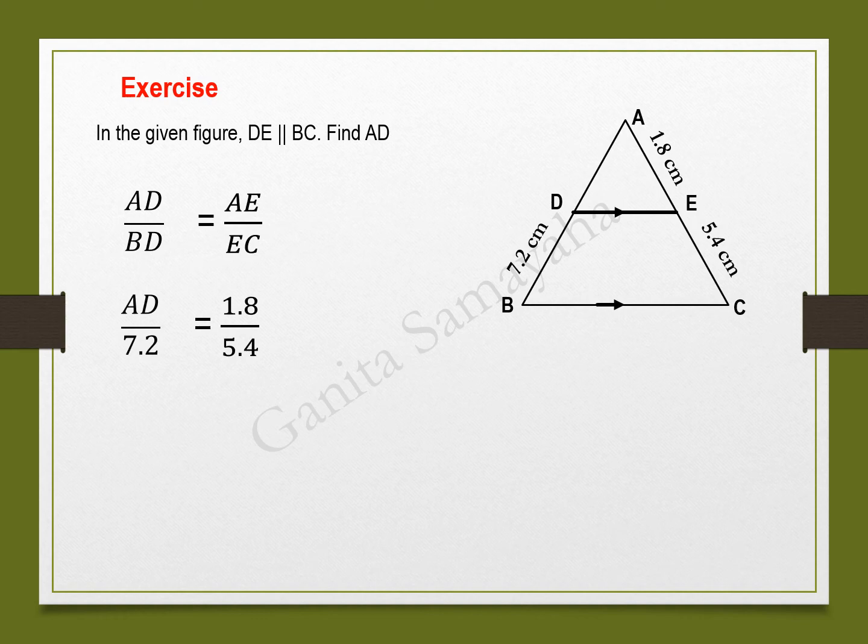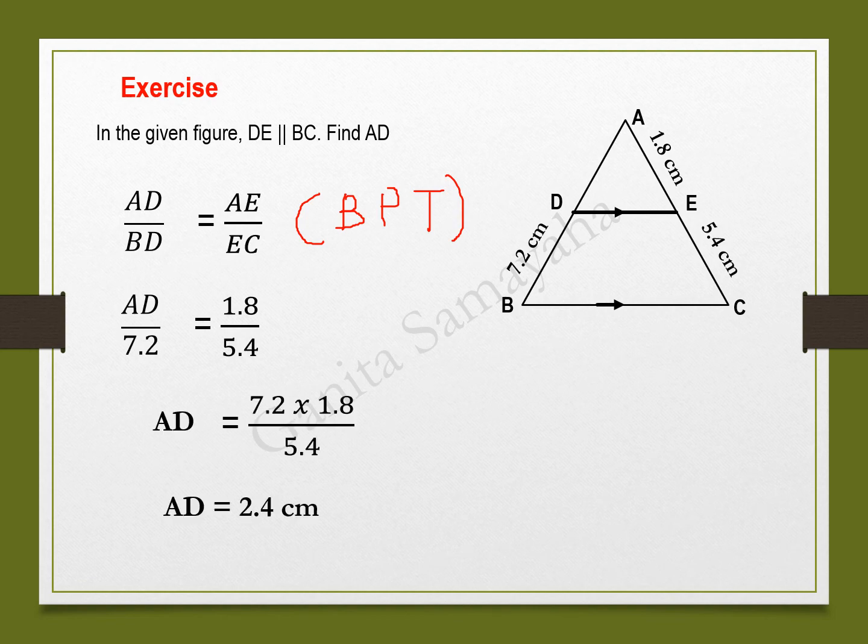Reason BPT. You must write here again. BPT must be written here. Okay, you must write that. Reason is BPT. Okay, so on simplification, we get AD is equal to 2.4 centimeter. Dear children, let us work out one more problem now.